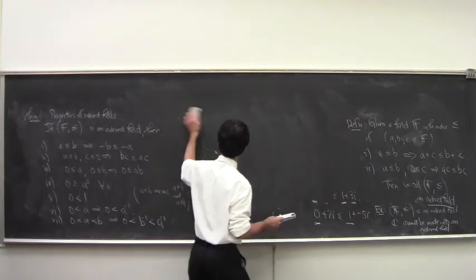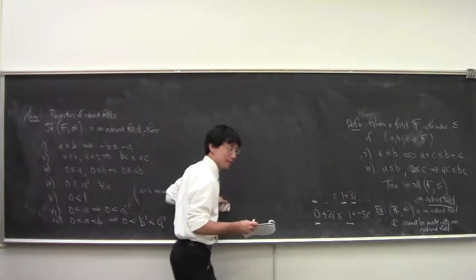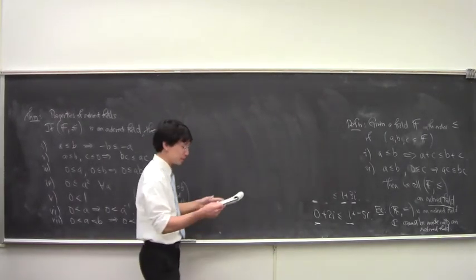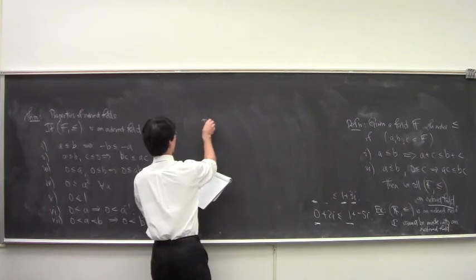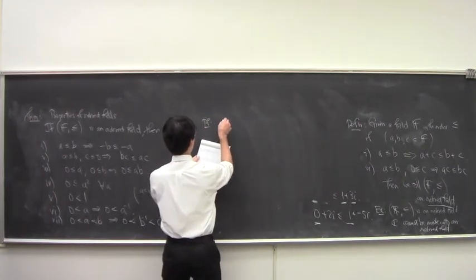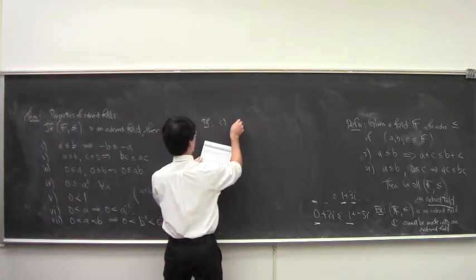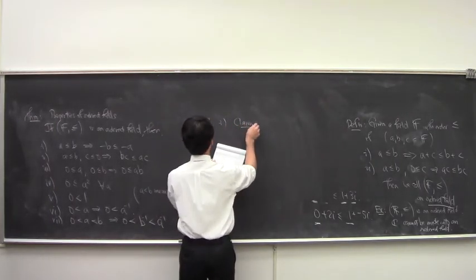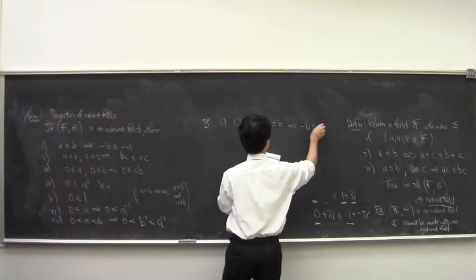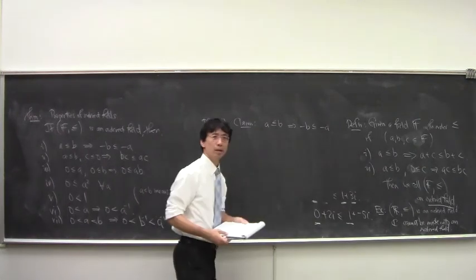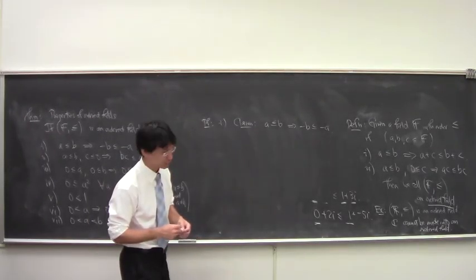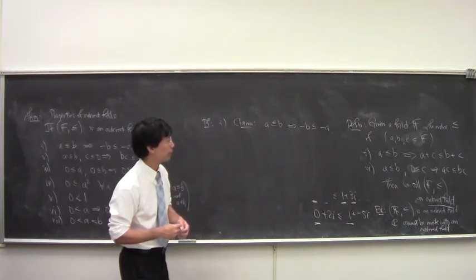So I'm going to end this class with two extremely boring statements, extremely boring proofs. Or maybe to make it more interesting, I should make you do it. So let's prove number one. The claim is that if A is less than or equal to B, then negative B is less than or equal to negative A.